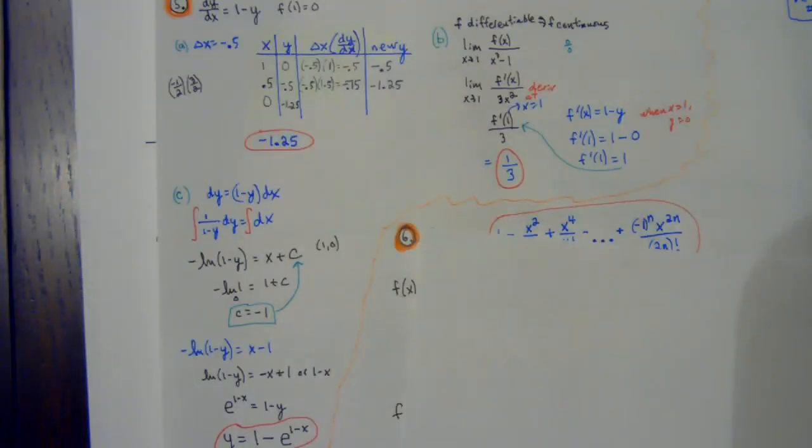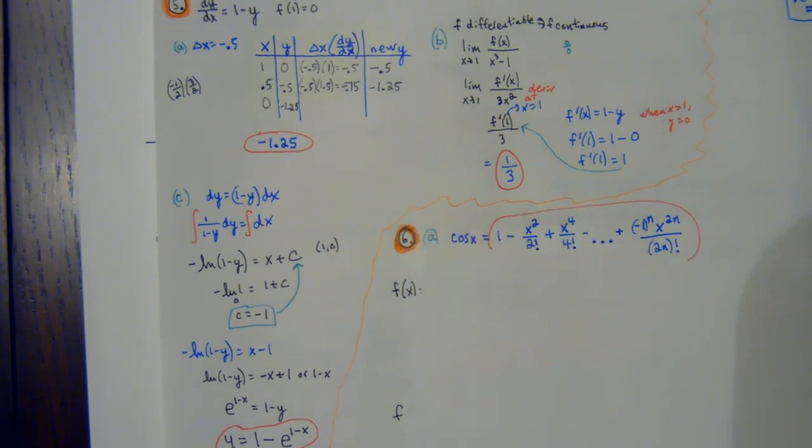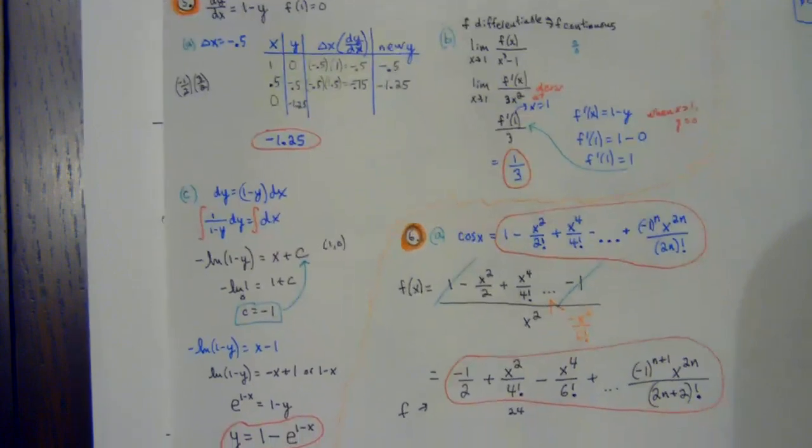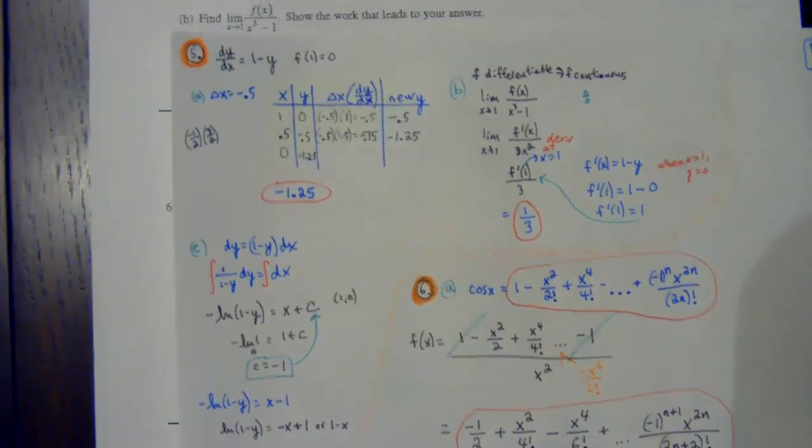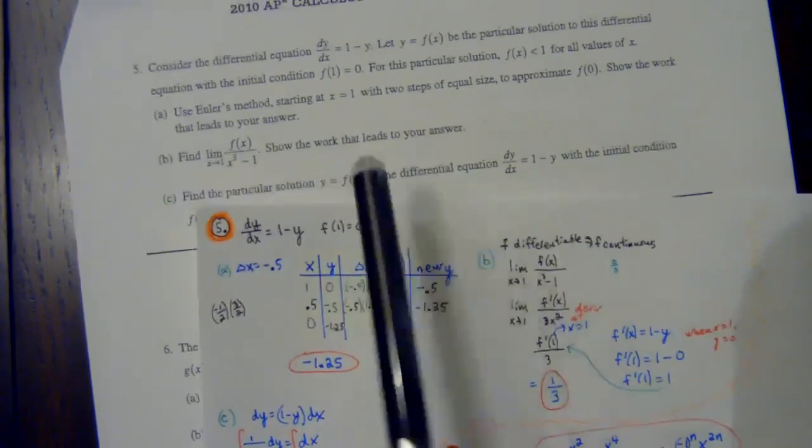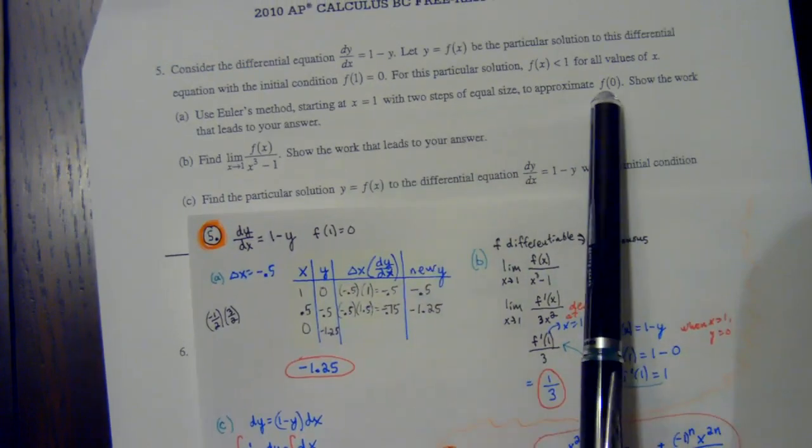Number 5 here, this should be a pretty good quick one for us. They give us the derivative. Just ignore all this stuff for number 6 there, but that was all my work for number 5. And so letter A is talking about Euler's method, starting at x equals 1, two equal steps, and now we got to go to 0.